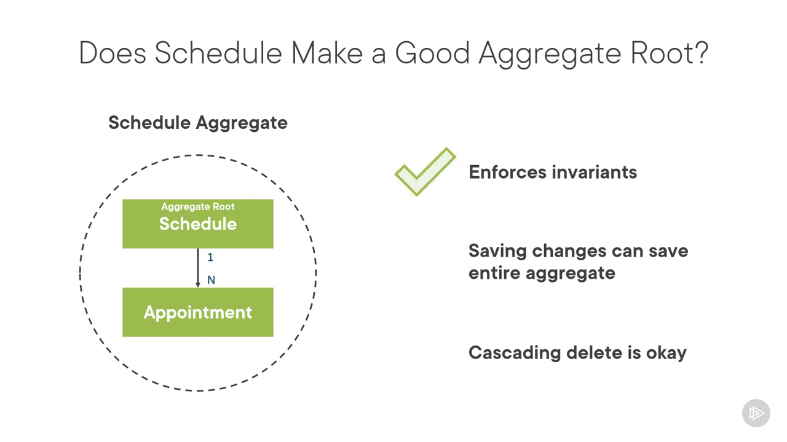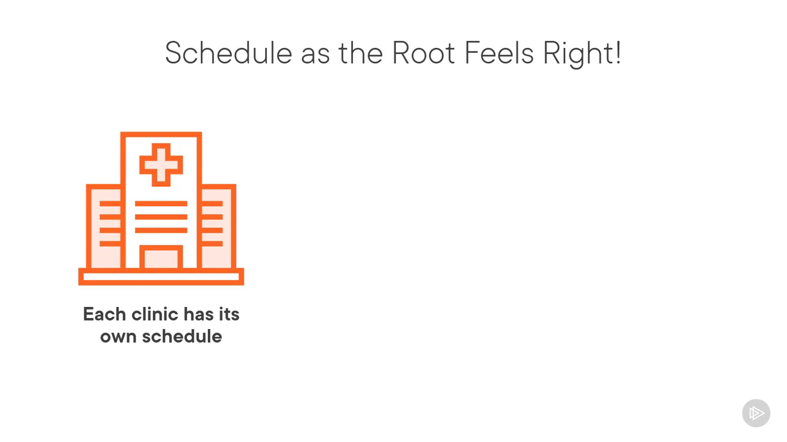A schedule will certainly help us ensure that appointments don't overlap one another. When we save changes to a schedule, does it make sense to update any changed appointments? Yes, it does make sense. And if we were to delete an entire schedule, would it make sense to delete all of its appointments? Yeah, I think that would make sense also. I think this is the schedule for a particular clinic. At the moment, we only have one clinic, but if we imagine a scenario in which multiple clinics each have their own schedule, it wouldn't make sense to delete a clinic's schedule, but then keep its appointments floating around. So I think that works.